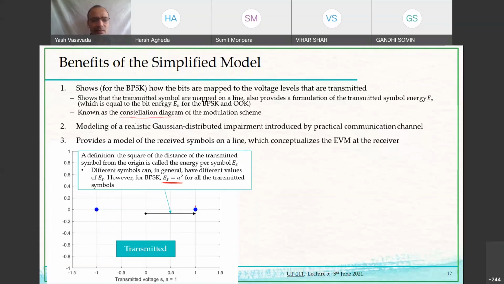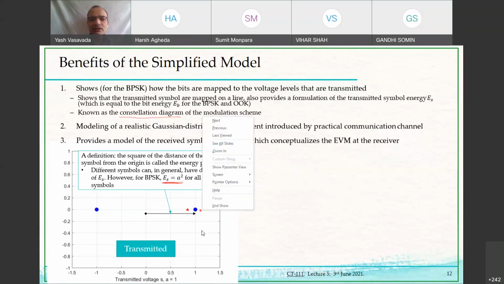Suppose bit 1 got transmitted, so the transmitter sent this blue point, and the channel added some negative noise. And so you might end up getting a voltage which is somewhere over here, let's say. Then after some time, the transmitter sends another symbol, and the receiver ends up observing a voltage value somewhere over here, maybe, because the channel introduced slightly positive noise.